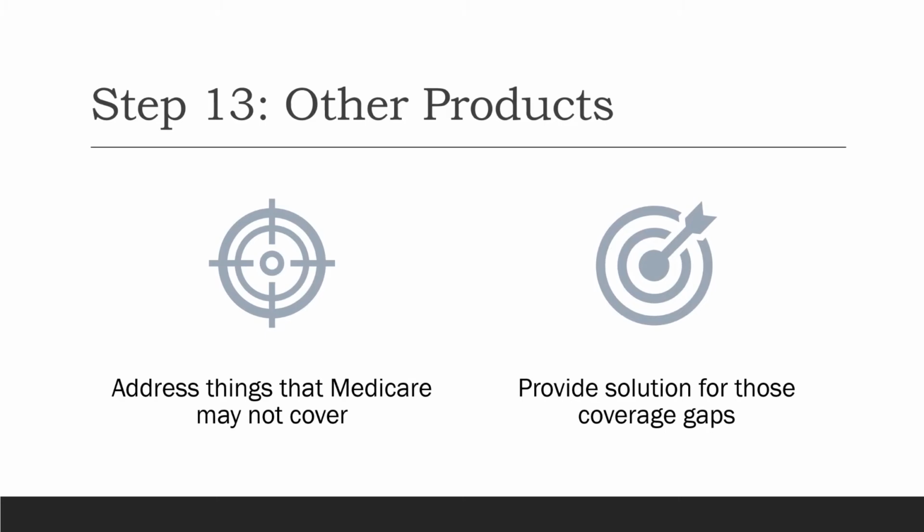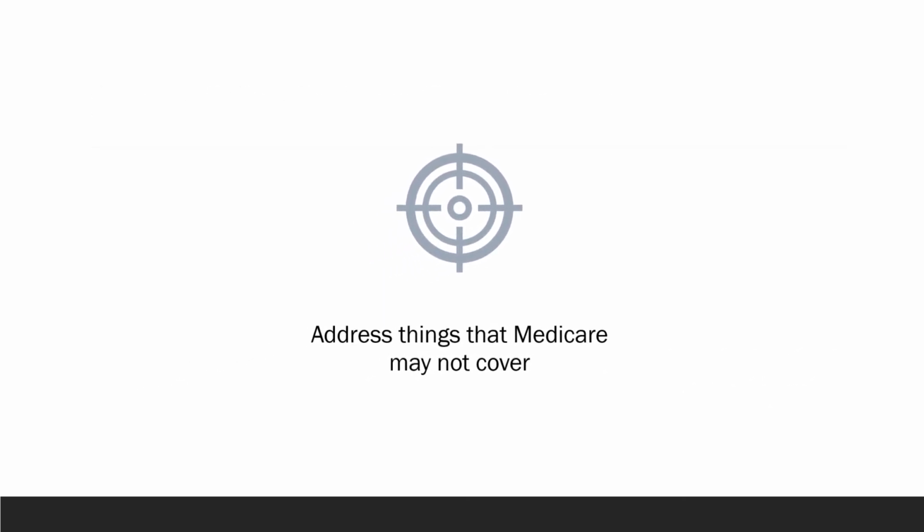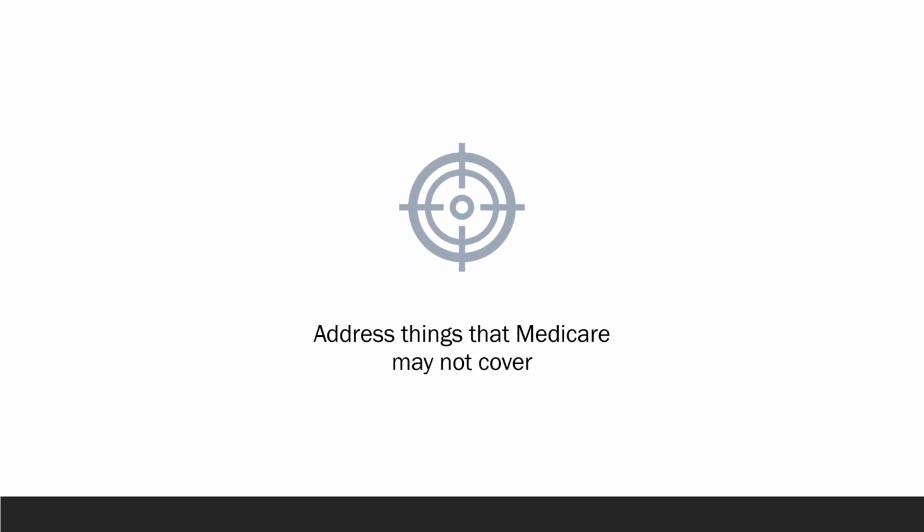Step 13 is other products. Now, Medicare is not complete. If you've been doing this for a while, you know dental, vision, hearing is not covered by original Medicare. Long-term care is not. Many of the expensive cancer medications are covered poorly on Part D. So, getting cancer coverage, things like cancer insurance, a dental insurance plan that's on the side. Also, if they have long-term care needs, you can address those things.